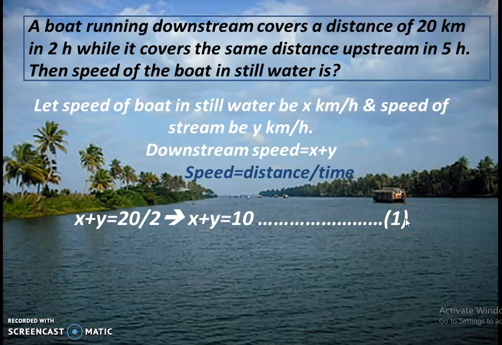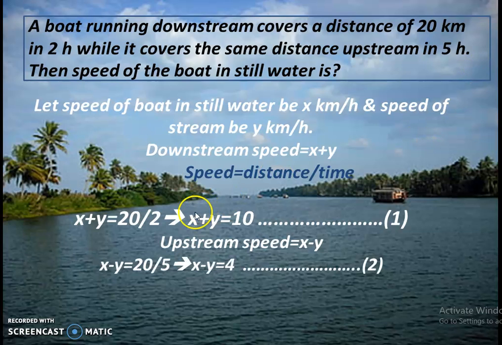In similar fashion, we can calculate upstream speed, as we have discussed that upstream speed is given as x minus y, and in the question it is given that the boat covers 20 km in 5 hours, right? So 20 divided by 5 will be 4. So that means x minus y equals 4. Now we have the second equation.